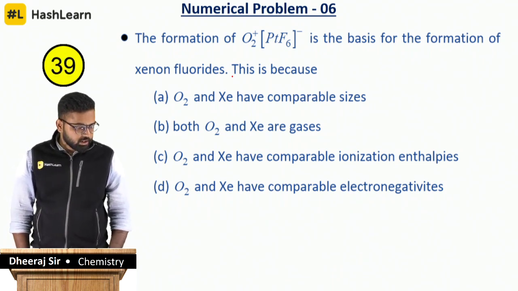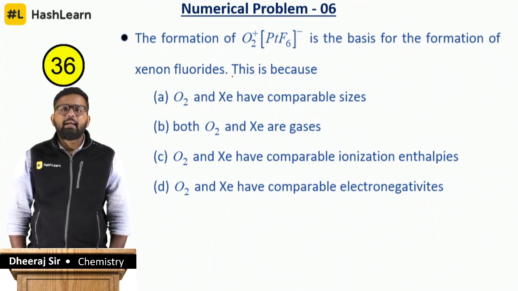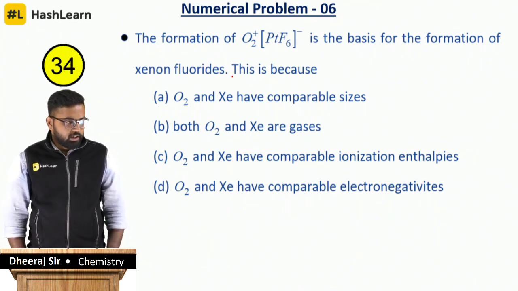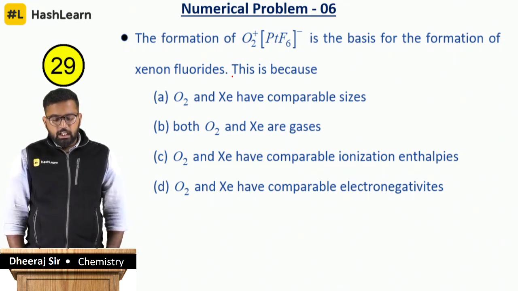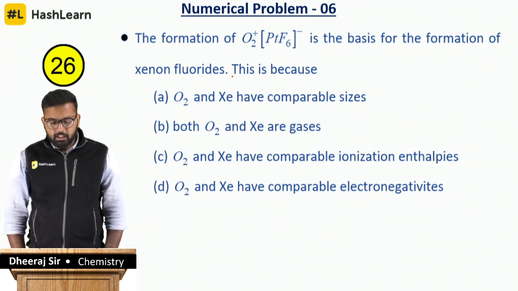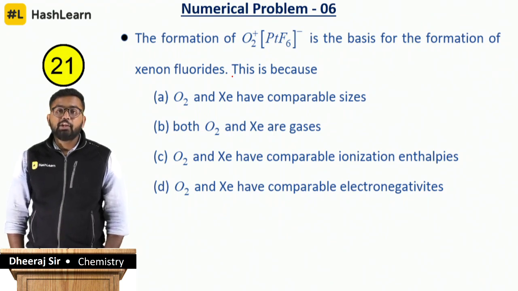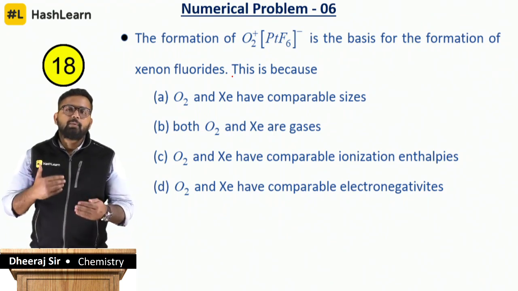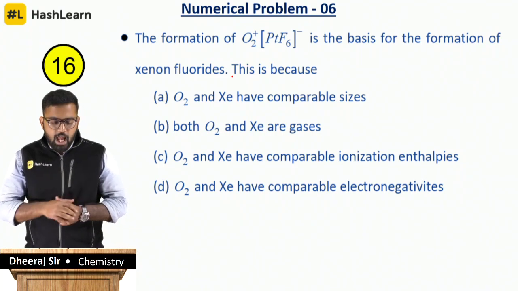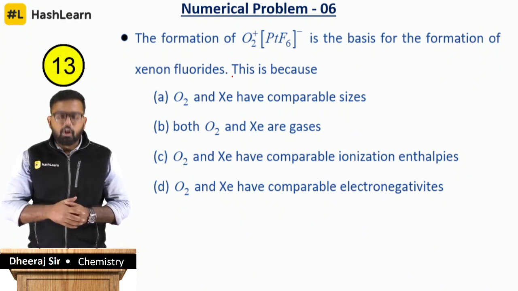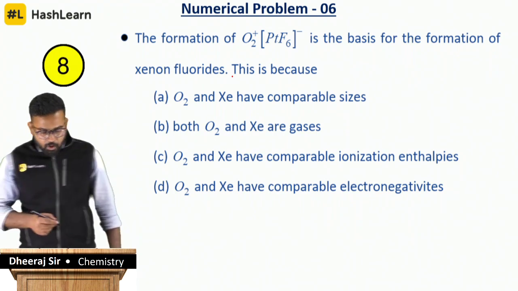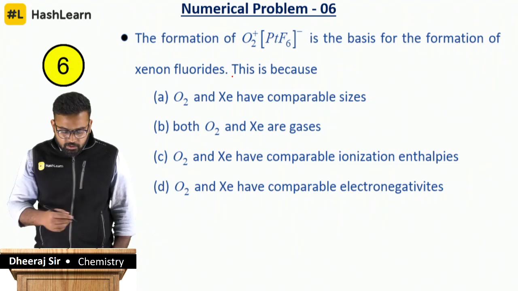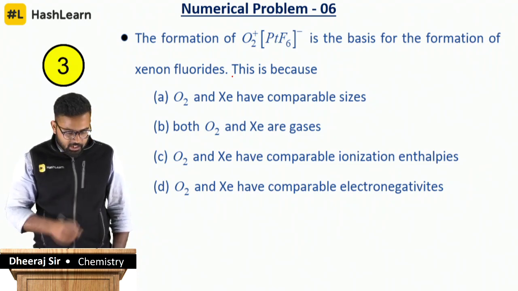Exactly. So Sakshi has asked us a question. We will look at that in depth in tomorrow's class, Sakshi. Remember this question, quite an important question. So formation of O2+ PtF6- is the basis for the formation of xenon fluorides. This is because, if you look at the initial conditions wherein the noble gases were trying to form compounds with other atoms, this was one of the first compounds to be formed, and we are asking you what is so special about this compound which led to the formation of other compounds. So that is the key question.